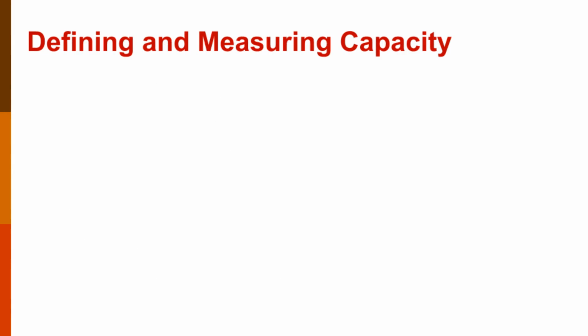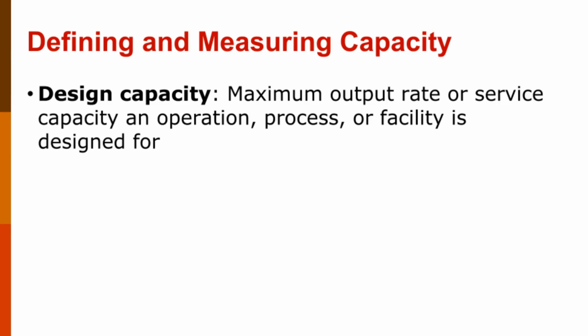While it might not sound like it, there are several different ways to measure capacity. Let's look at them. Design capacity is the maximum output rate or service capacity an operation, process, or facility is designed for. A restaurant with 40 seats has a design capacity of 40. Most motorcycles have a design capacity of 2.